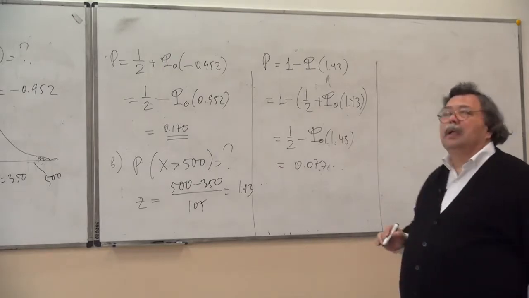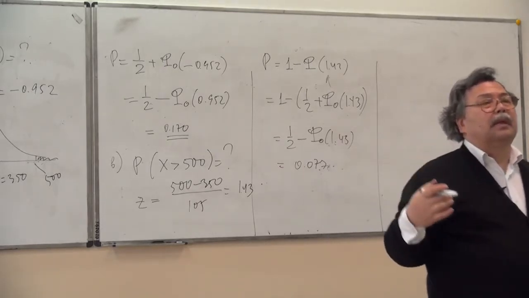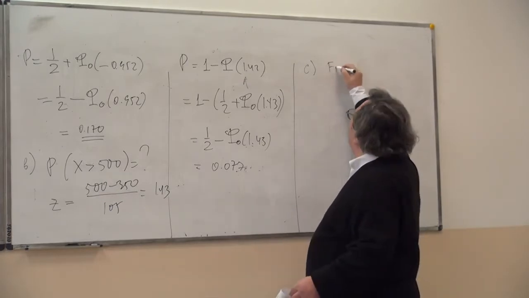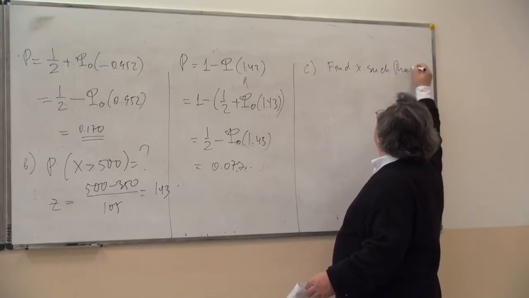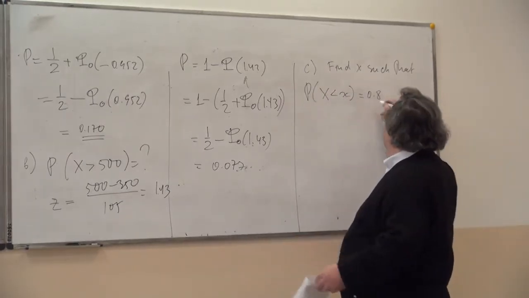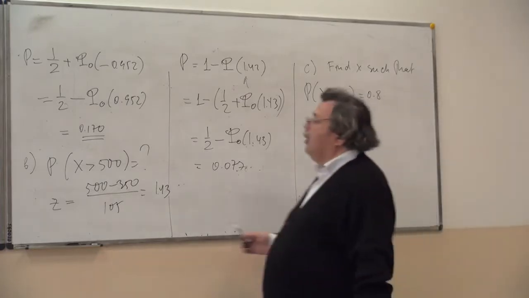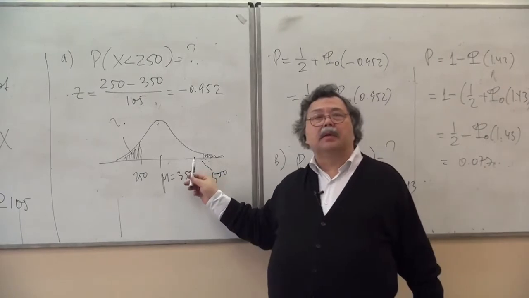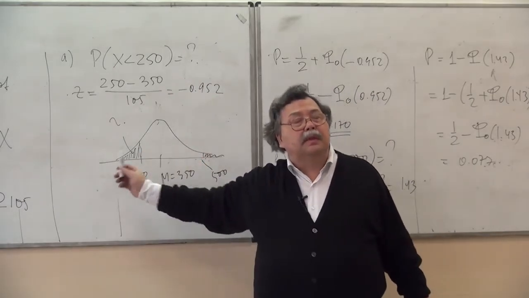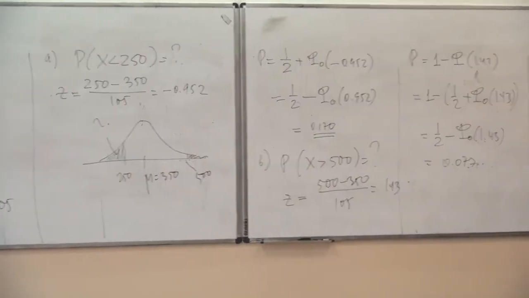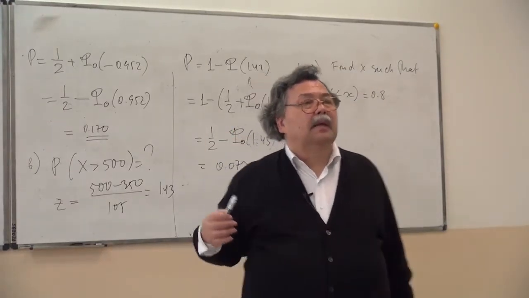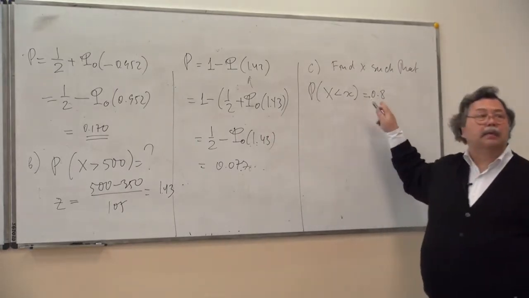Let's ask another question. Here we are going to use the same table in reverse. And the question is this. Find x such that, and this is what we want. Okay, so we want to identify such a value of x on the line that the probability associated with all the values to the left of it is equal to 0.8. Okay, so in the first two parts of this example, we found certain probabilities given specific values of x. Here it's the other way around. We want to find x given a probability.